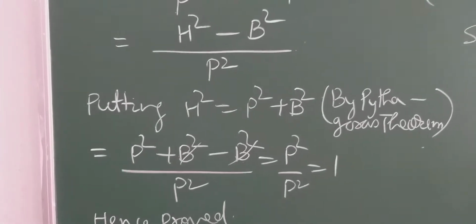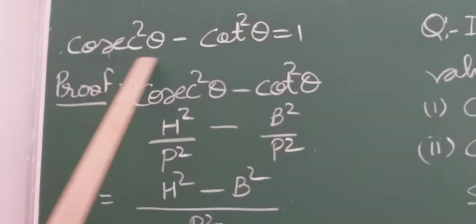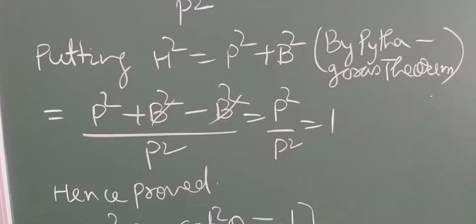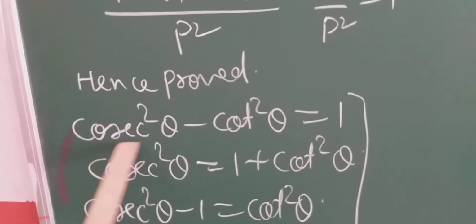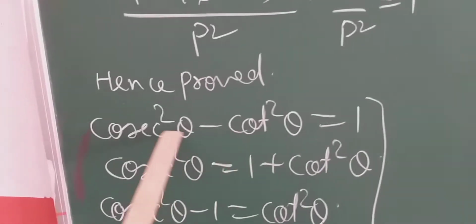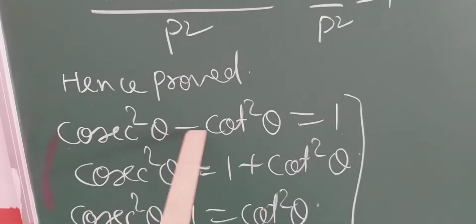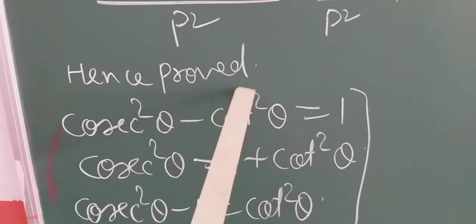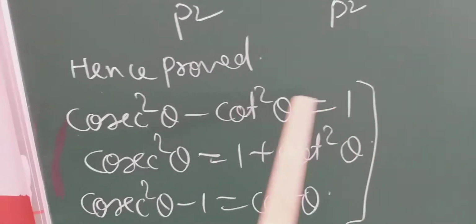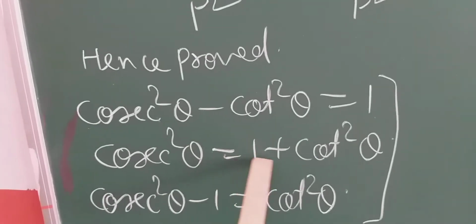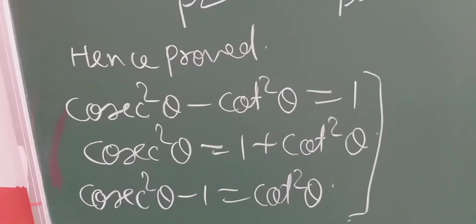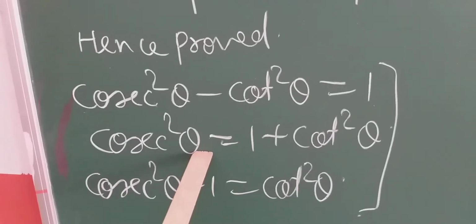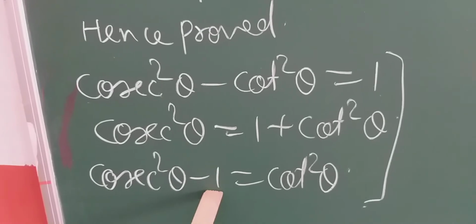Okay, students. So cosec square theta minus cot square theta equals 1 we have proved. Now students, we can write two more identities by using cosec square theta minus cot square theta equals 1. If we transpose cot square theta to this side, then it will become cosec square theta equals 1 plus cot square theta. Or if we transpose 1 to this side, so 1 will be negative, then cosec square theta minus 1 equals cot square theta.